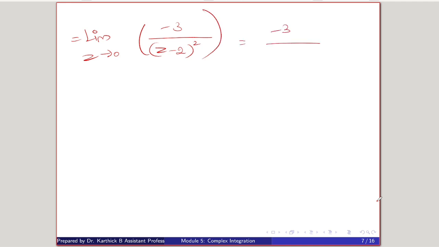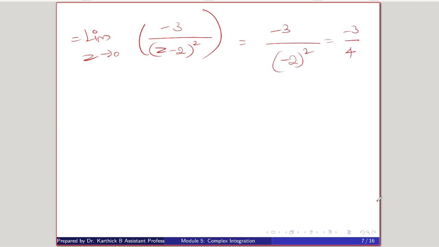Then we apply the limits. Now the limit z tends to 0 of minus 3 divided by z minus 2 whole square. We apply the limit z equal to 0, which means we get minus 3 by minus 2 whole square. It will be minus 3 by 4.